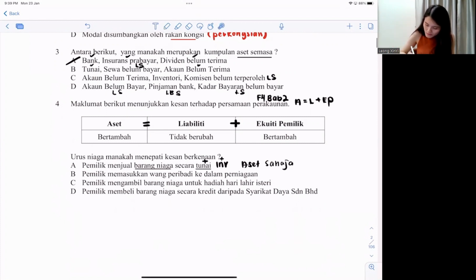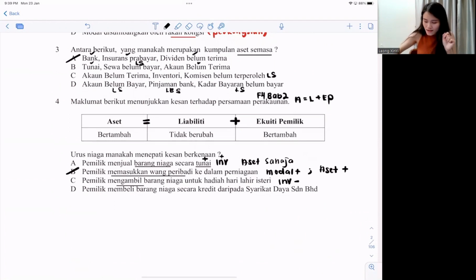Now B, pemilik memasukkan wang peribadi ke dalam perniagaan. Yes, because memasukkan wang peribadi is modal bertambah. Wang is either tunai or bank, doesn't matter, but it is also asset. Positive. So the answer is B. Right, now we continue to look at C. Mengambil barangnya. No, if it's mengambil, this one would be minus. Inventory tolak, EP also tolak. You understand? So the asset itself is actually getting lesser. EP as well is getting lesser. Both are lesser.